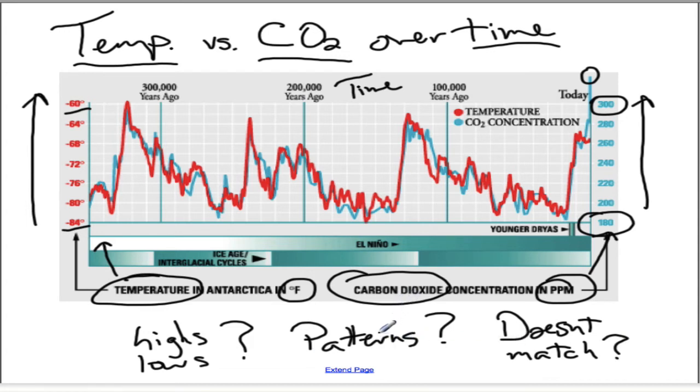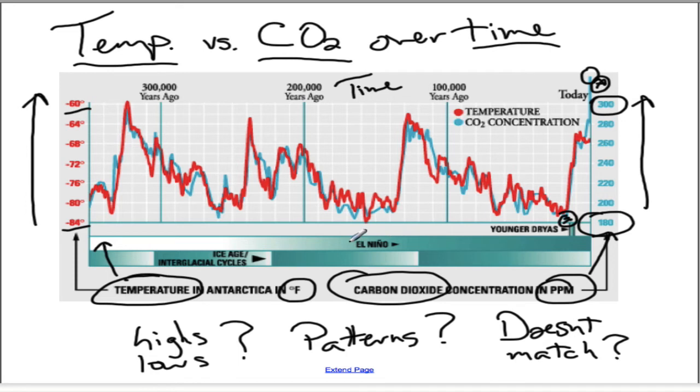Okay. So if we look, where are the highs and lows? Let's see. If we look at the blue data, our blue data is for CO2 concentration. Our highest is right here, so I'll put a little star right there. And our lowest blue data kind of looks like it's right here.